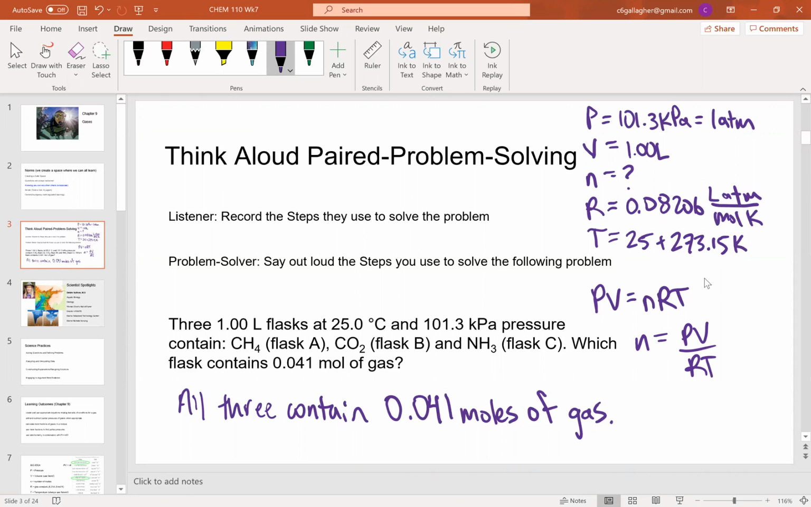Now, if I solve this expression, I'm going to figure out that I have 0.041 moles of gas. And so this is going to be true regardless of whether or not it's methane, which is in flask A, or carbon dioxide, which is flask B, or ammonia, which is flask C. So this is a great example of the type of problem that you're going to be solving on Wednesday's quiz.